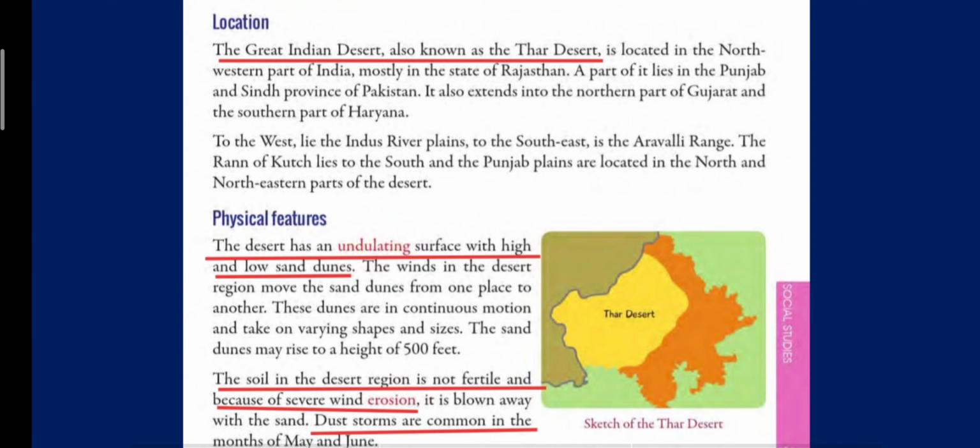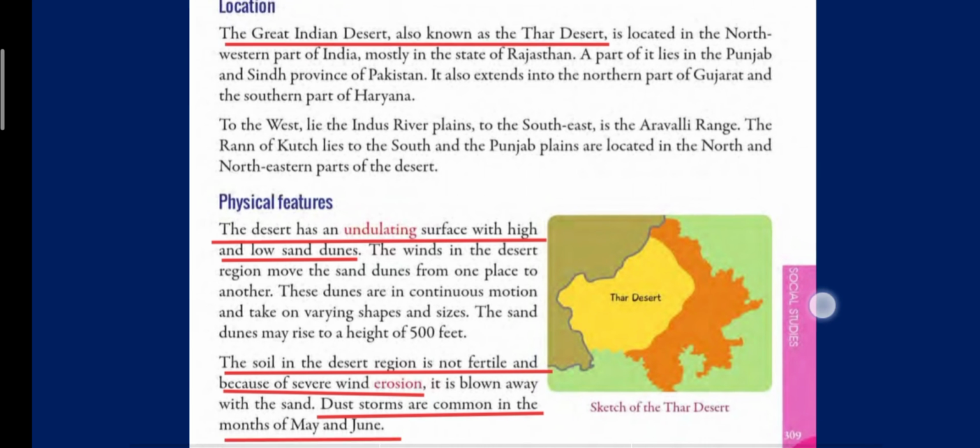And children, these sand dunes are of different shapes and sizes. They are not of the same size, or of the same shape. Sometimes they become as big or as tall as 500 feet. So sometimes the sand dunes are very big and sometimes they are very small also.